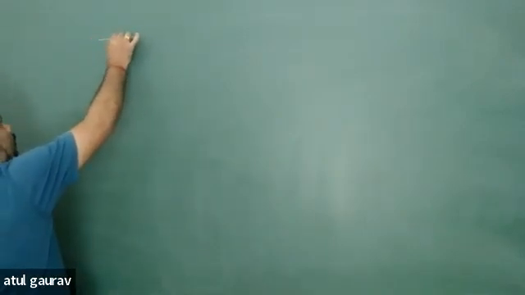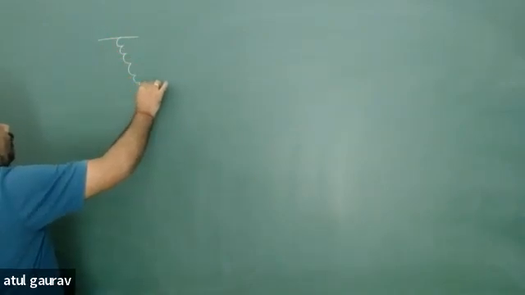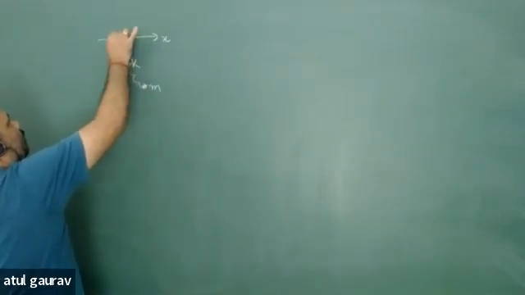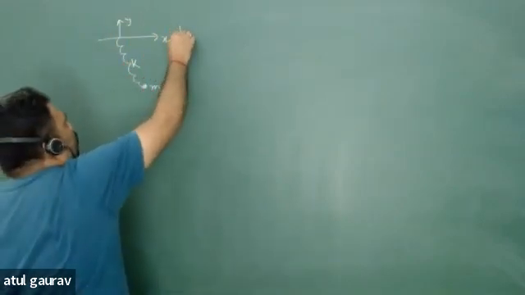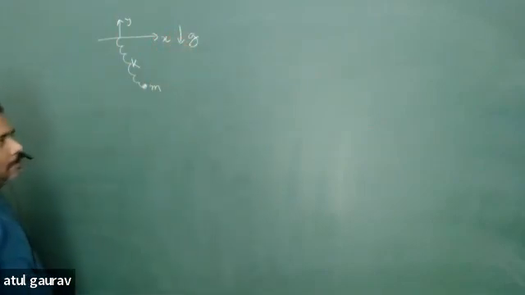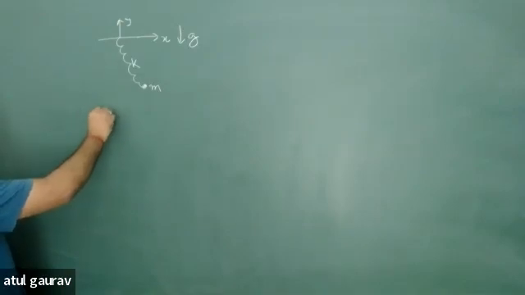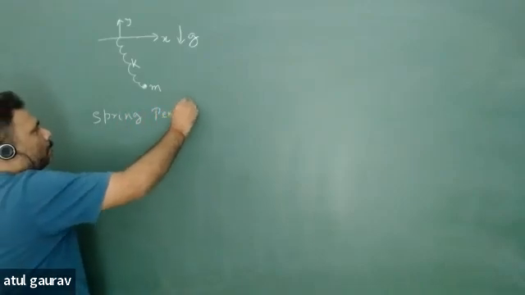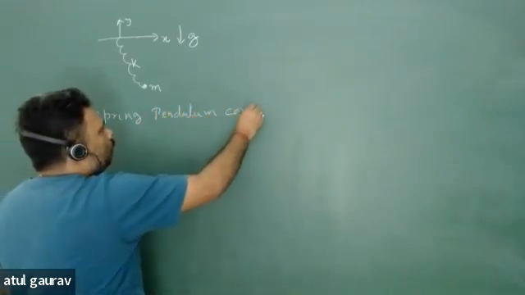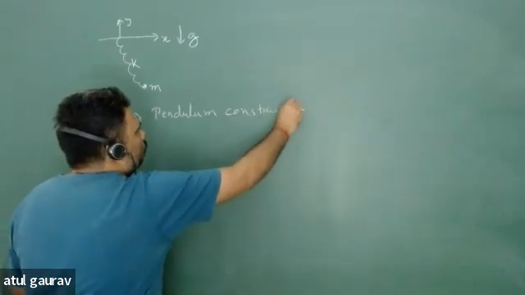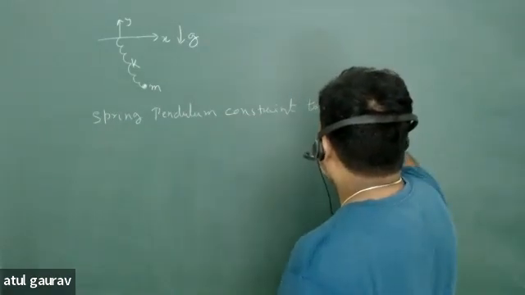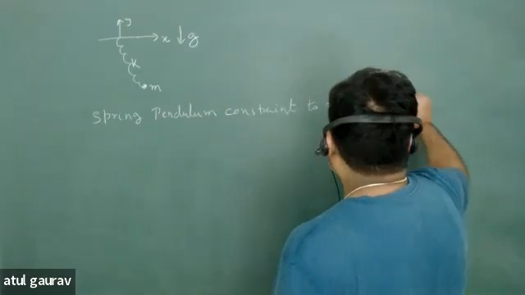So next, let's go for a spring pendulum. This is a very interesting one. This is your mass m. There is a spring constant k. This is x, and this is the y direction. There is also gravity in the y direction. So the spring pendulum is constrained to move in the xy vertical plane.